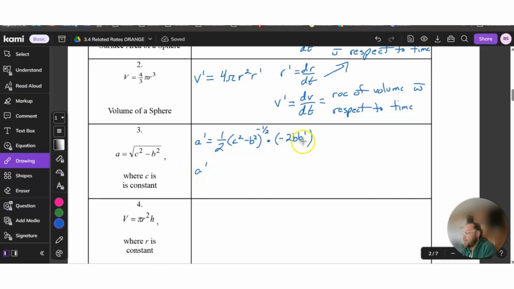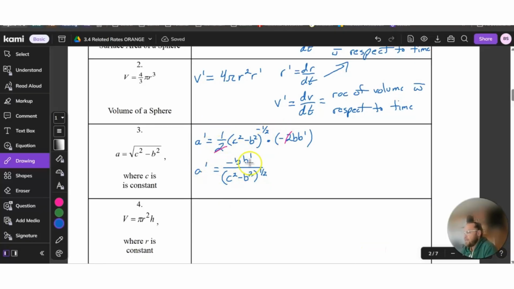So let's clean that up a little bit, because that's honestly ugly. First thing is, if I have a 2 here and a 2 on the bottom, I can cancel them. What's left up top here is going to be negative b prime. Getting rid of the negative exponent means we can put it back on the bottom. So c squared minus b squared, all to the power of 1/2. Okay?